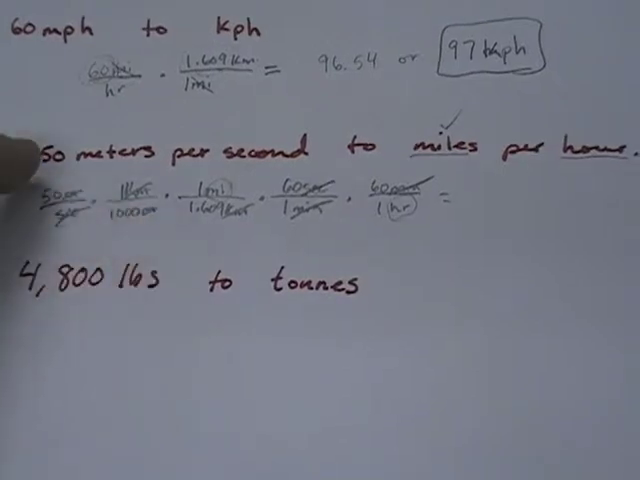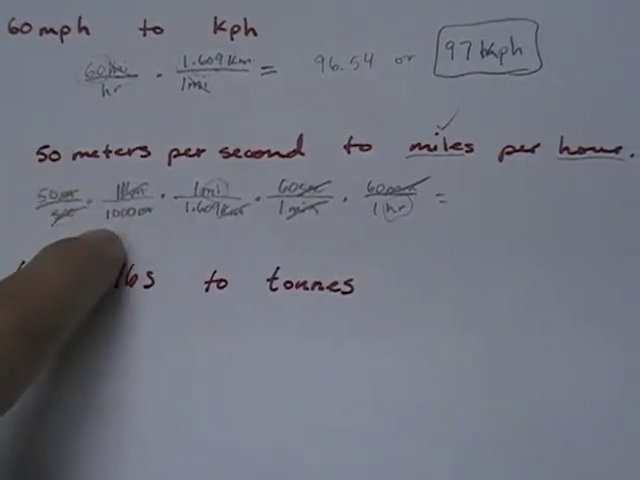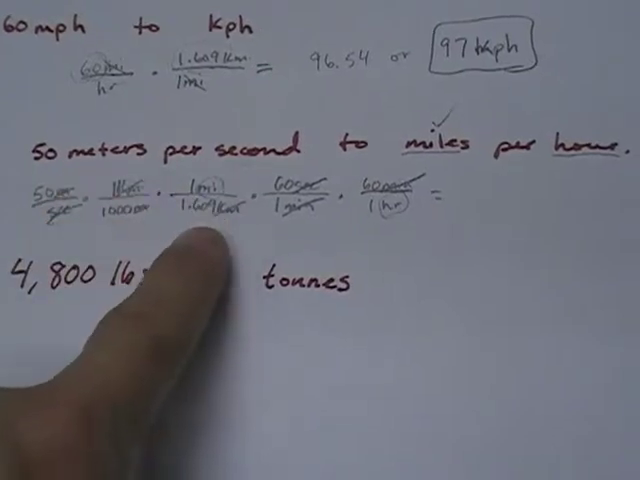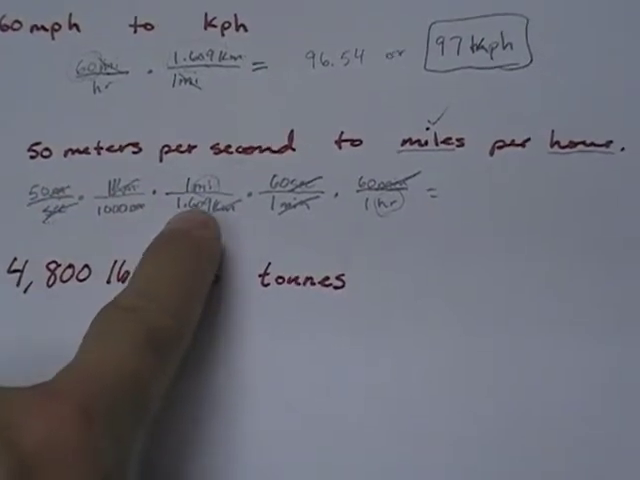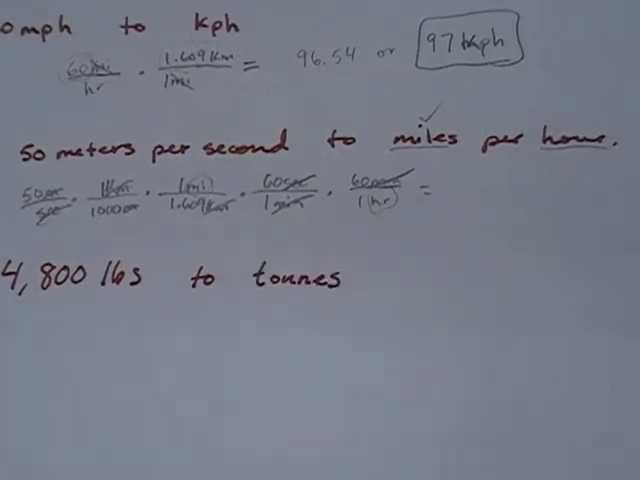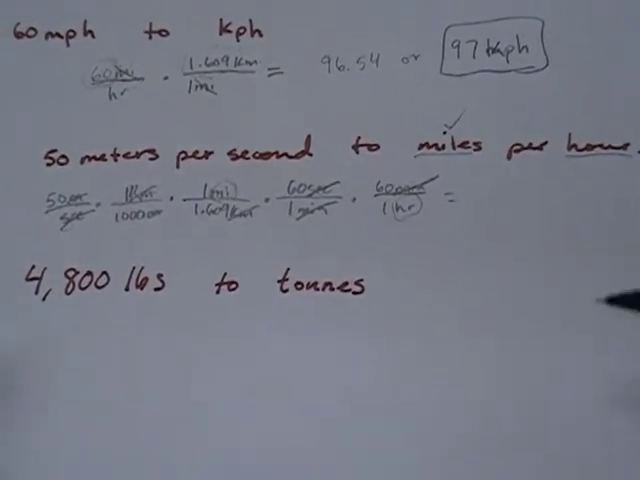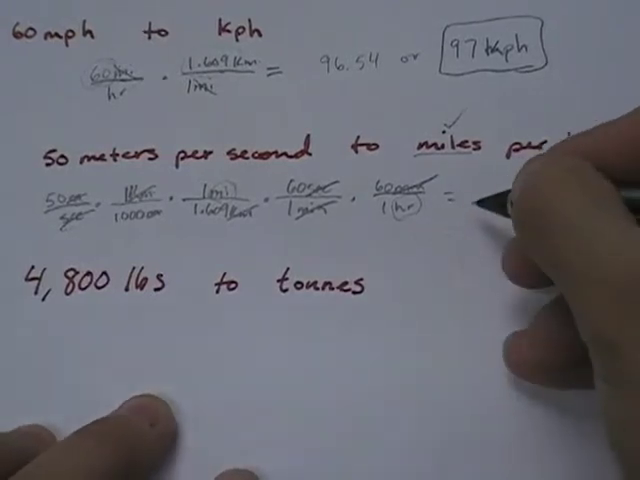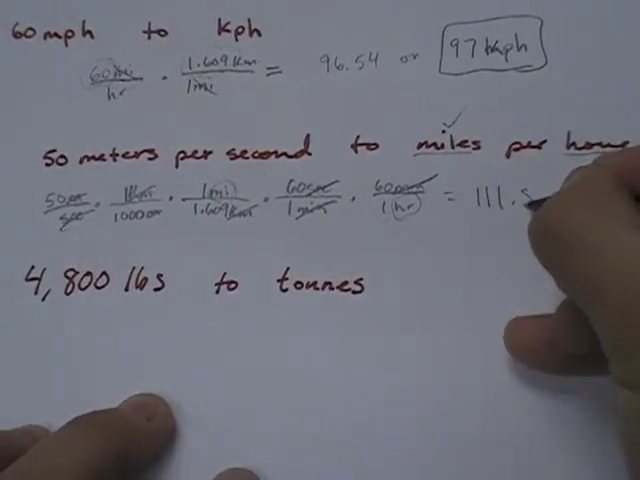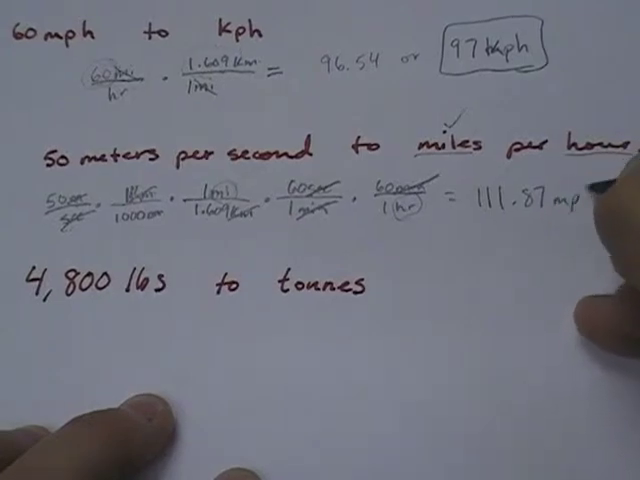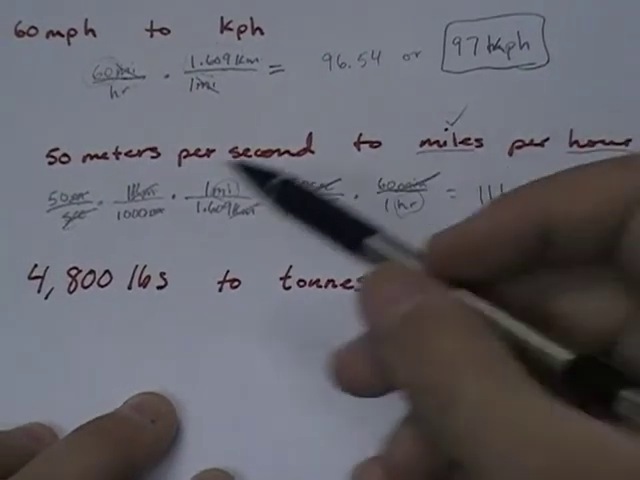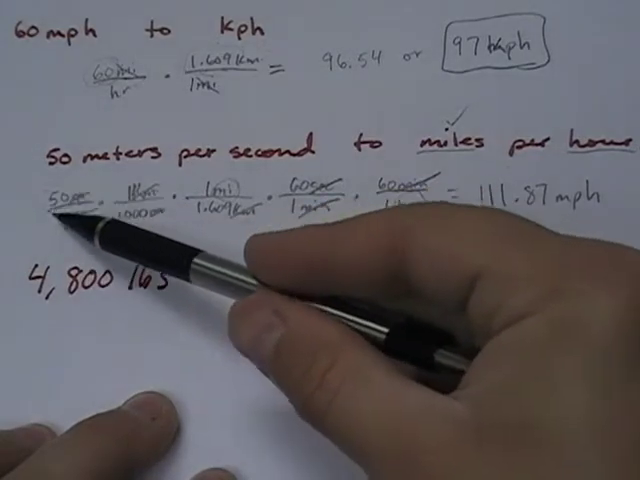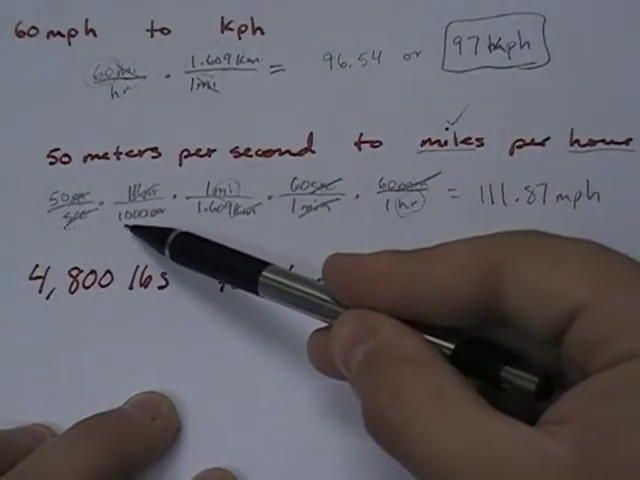what I'm going to do is literally type 50 divided by 1,000 divided by 1.609 times 60 times 60. Okay, so if it's on the bottom, you divide. If it's on the top, you multiply. And if I do that, I end up with 111.87 miles per hour.